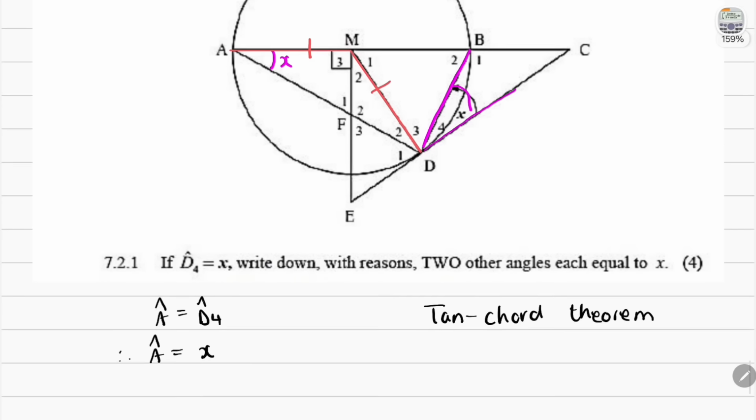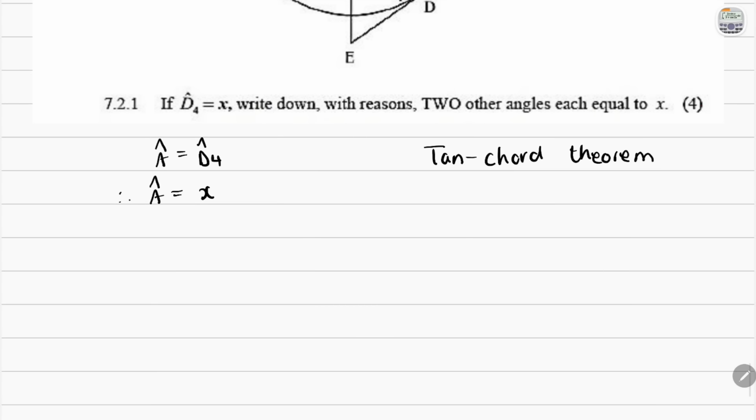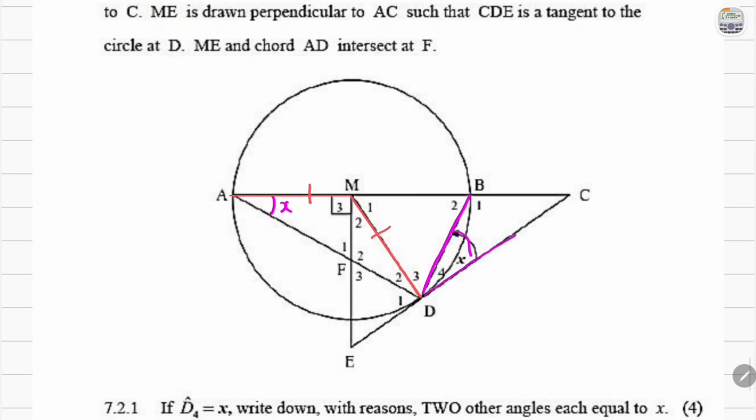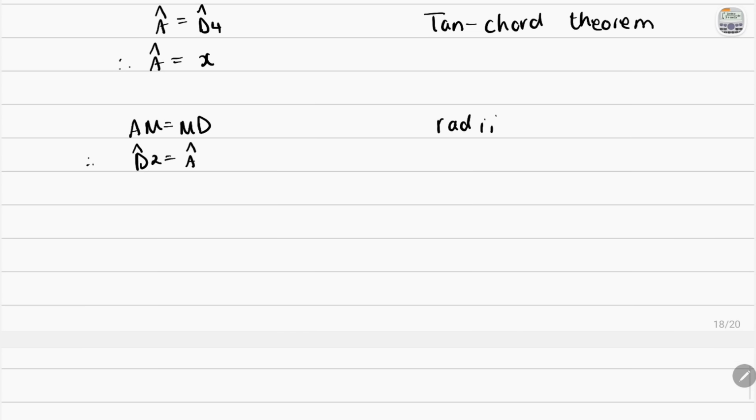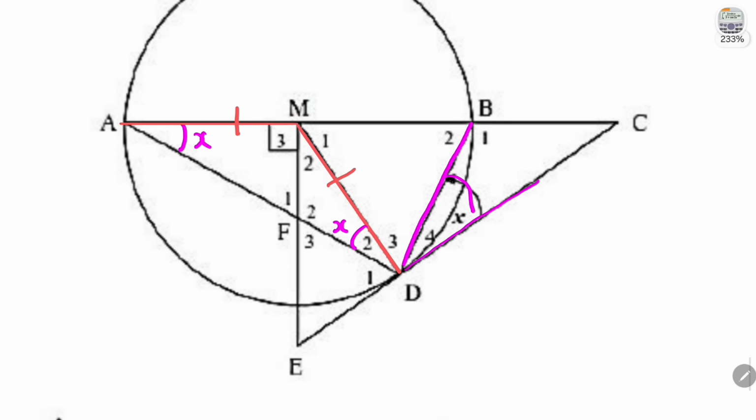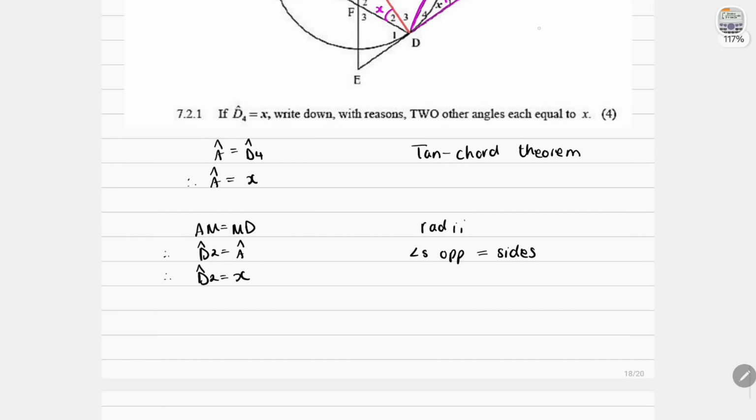Okay, so I'll just start off by telling them that those lines are equal. So AM is equal to MD because these are equal radii. And so since they are equal, these angles are equal. So angle D2 is also equal to angle A, because we have angles opposite equal sides being equal. And so therefore angle D2 is actually equal to X as well. So there we go. We've got two other angles equal to X. And moving on to the next question.